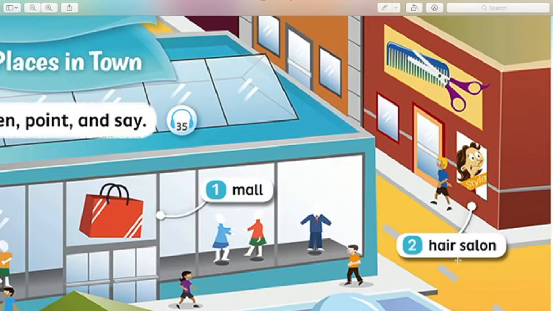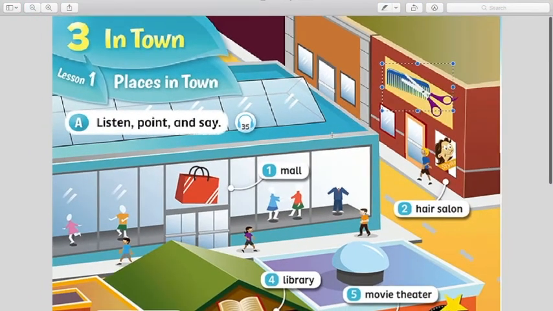Hair salon. And we have a person here with their hair looking all stylish. It says style right here. And they have scissors and a comb. Scissors and a comb. That's how you know this place is a hair salon. Hair salon. Let's go ahead and move on here.